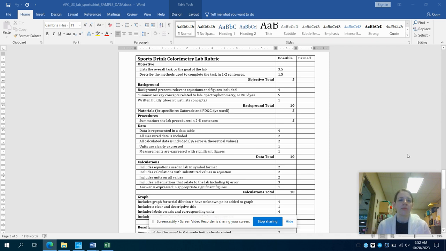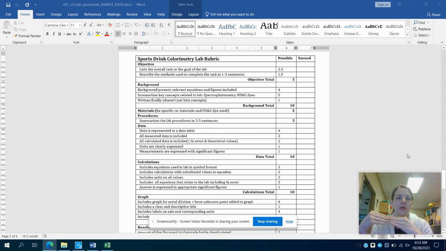So in this lab, the objective is a little bit different from what we usually have because there is no chemical reaction going on here. One piece of feedback that I typically give in the objective section is I want you to be really specific about what kind of sports drink you're analyzing. So I want you to give me the brand, the flavor, and the volume.